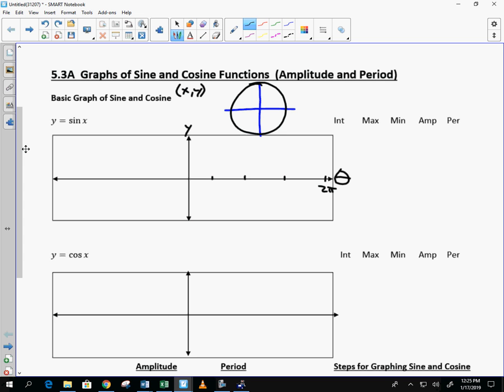And if the graph is positive, we know it will be above the x-axis. If it's negative, we know it will be below the x-axis. So we divide into fourths, we can see we have pi over 2. And then to get the third tick mark, we always take the first tick mark and multiply it by 3. And so that would be 3 pi over 2.